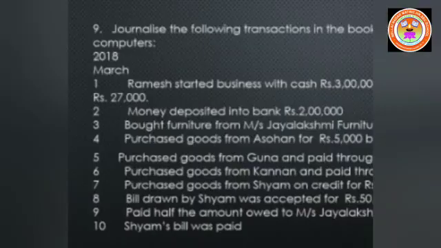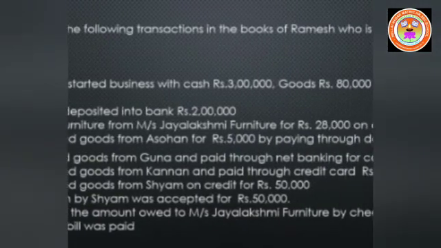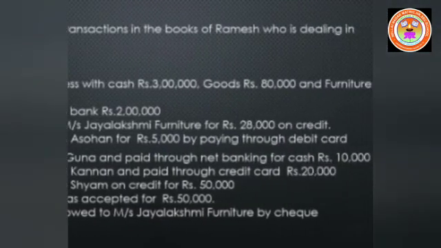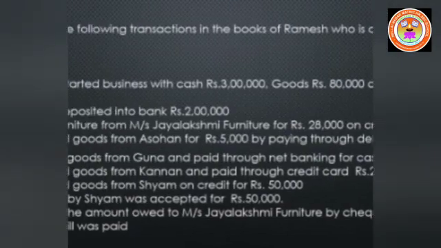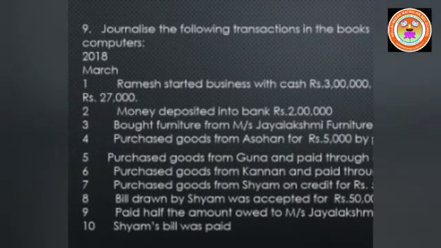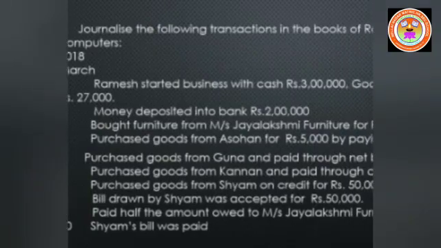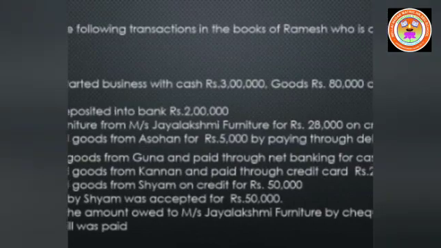Next, on March 4, purchased goods from Ashokan for rupees 5,000 by paying through debit card. Purchased goods. Ramesh is purchasing goods. Here goods means computer goods, computer related things only here, goods. So Ramesh is purchasing goods from Ashokan for rupees 5,000 by paying through debit card.